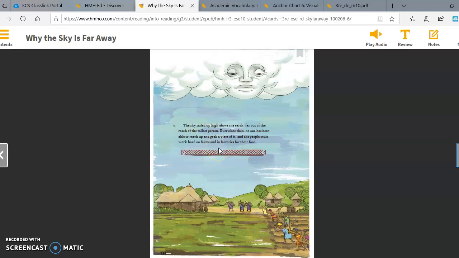The sky sailed up high above the earth, far out of the reach of the tallest person. Ever since then, no one has been able to reach up and grab a piece of it, and the people must work hard on farms and in factories for their food.